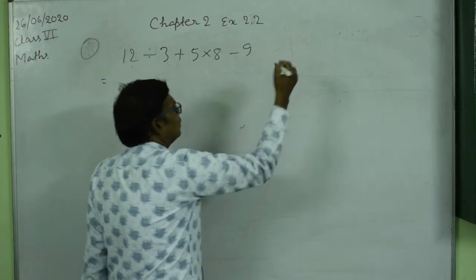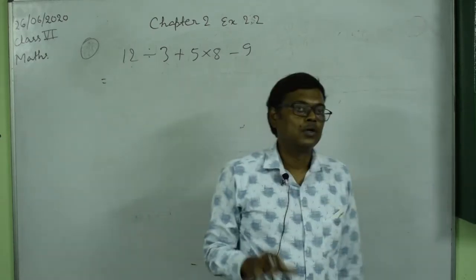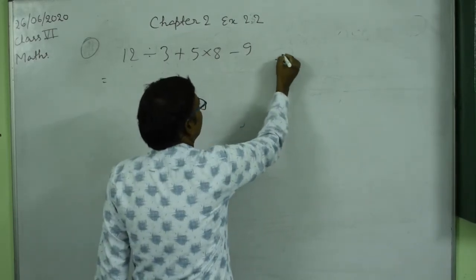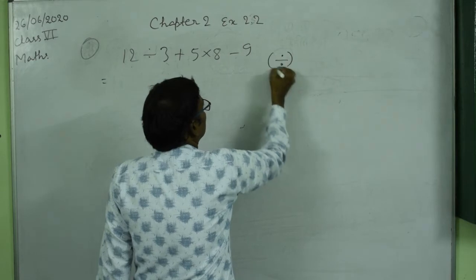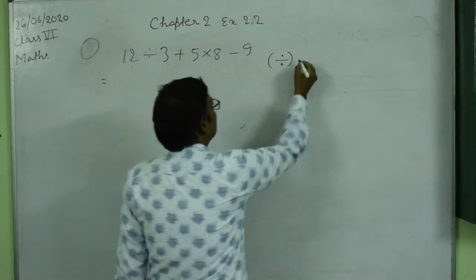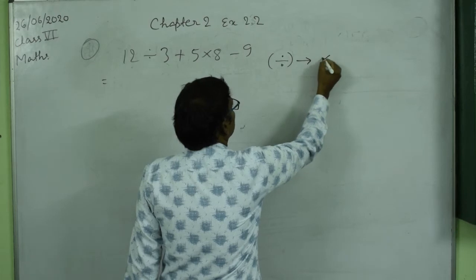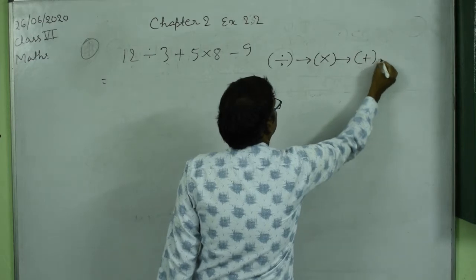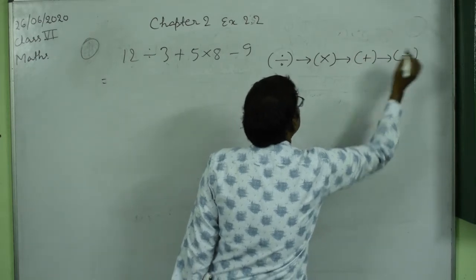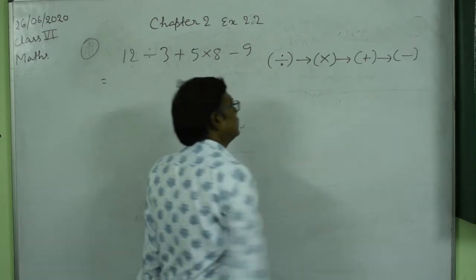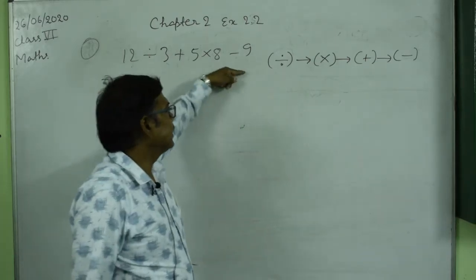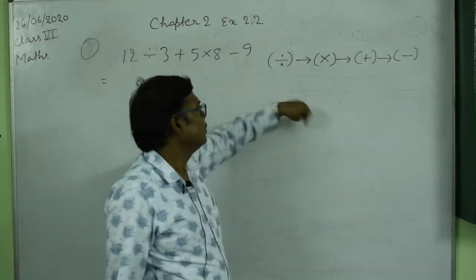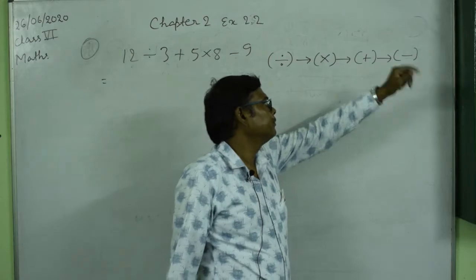So remember the flow of the operation. First, topmost is division, so we do the division operation first. Then after this you move on to the product, then move on to the addition, and then move on to the subtraction. This is the flow of operations: division, multiplication, addition, and then subtraction.